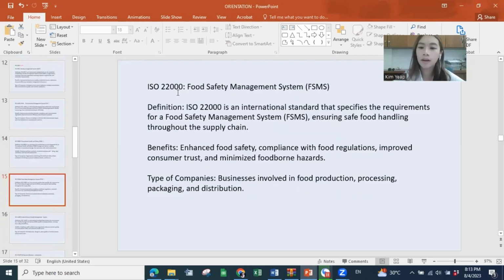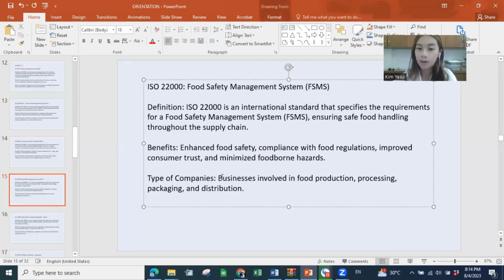22000 talks about food safety. So this one is always about the food industry, not just the food manufacturers. It could be a company who does something related to food. Like for example, they might not be producing the food product, they might be producing this container. This container contacts with the food inside, right? So the manufacturers of these food containers can also apply for ISO 22000. And there's actually a lot more of them, like here, which I'll bring you through later.